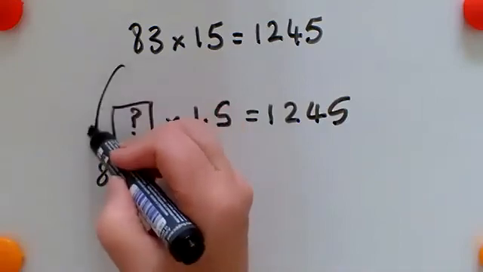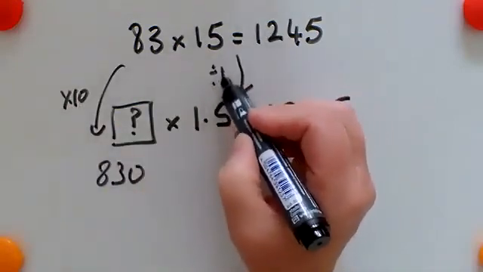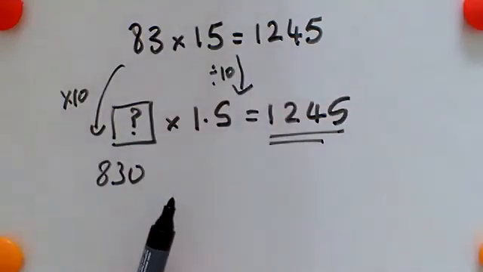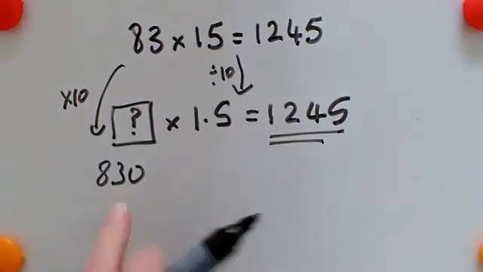If this side has been multiplied by 10 and this side has been divided by 10, then the answer will be equivalent. So the answer to this question, the final one, is the unknown number would be 830.